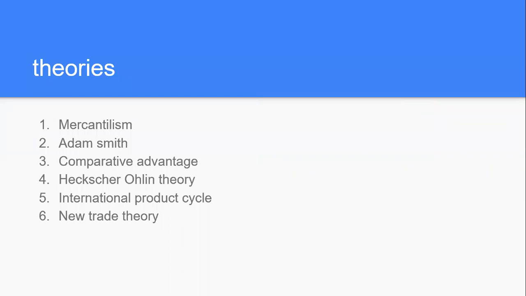Now we'll move to the Adam Smith theory. Adam Smith's theory was published in The Wealth of Nations in the year 1776. The very old theory. It dwells on the theory of absolute advantage, published in 1776 in the book The Wealth of Nations.